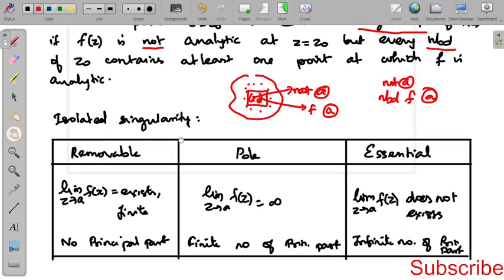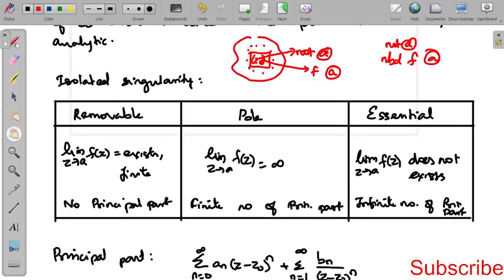So here we can see the types of singularity. There are two types of singularity. One is isolated singularity. The second one is non-isolated singularity. Under isolated singularity, there are three types: removable singularity, pole and essential singularity.